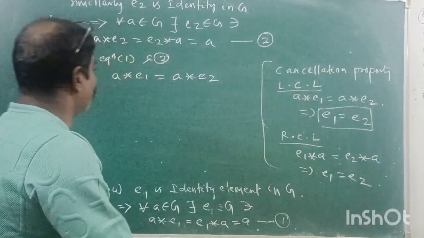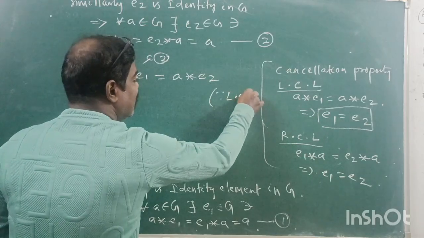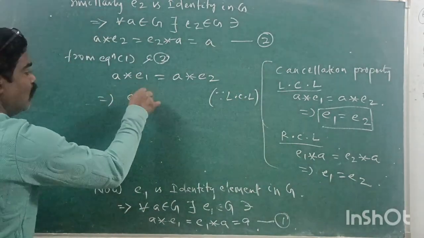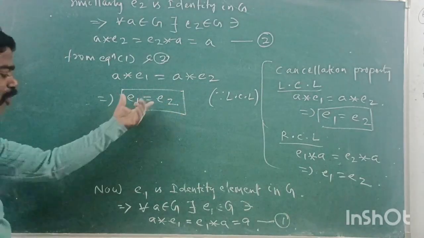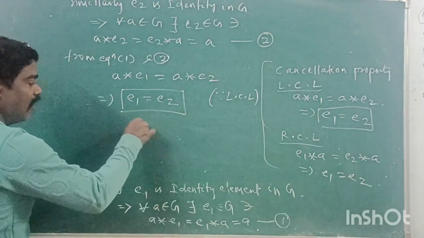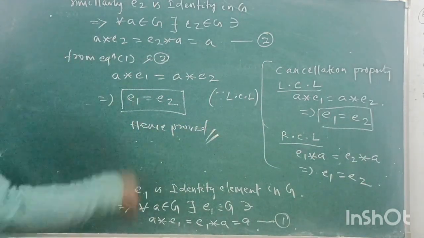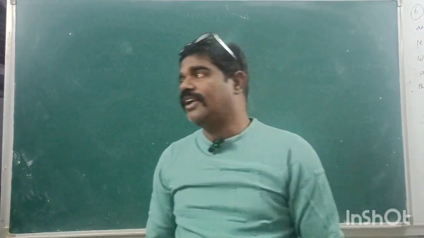So here left sides are equal by the property of what? Left cancellation law. Since left cancellation law, what are you getting? This implies E1 is equal to E2. Have you understood what you have to prove? This only. Right or not? Hence proved. Write down.